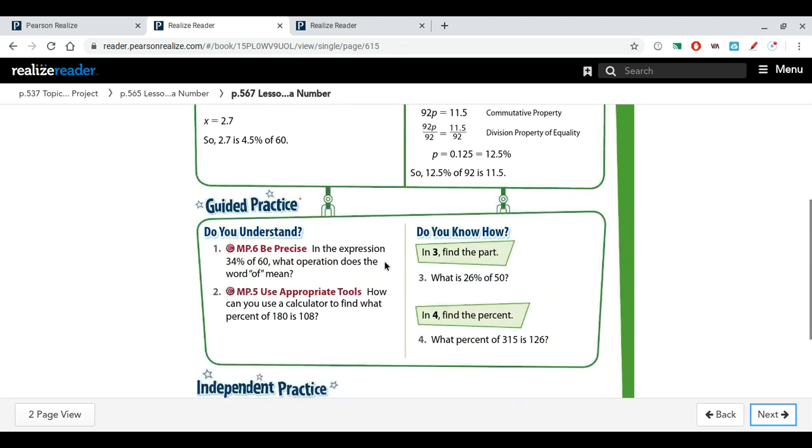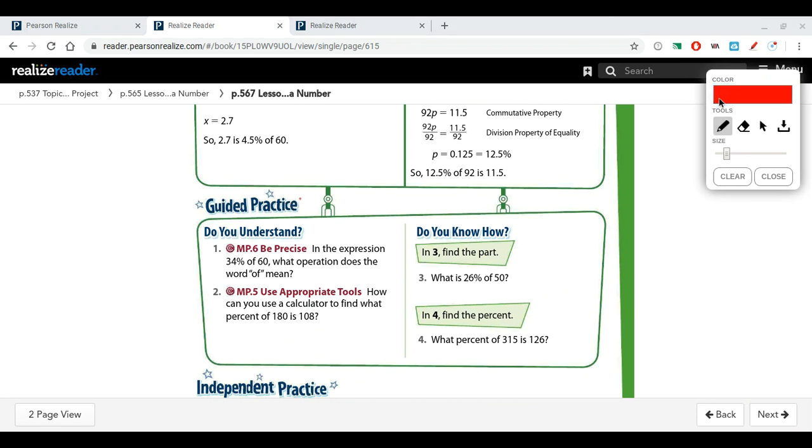Okay, in the expression 34% of 60, what operation does the word of mean? You remember that when we're talking about 34%, that's going to be a ratio, and of means multiply.